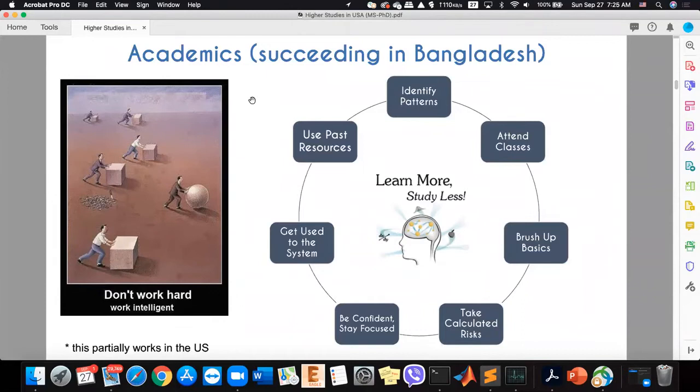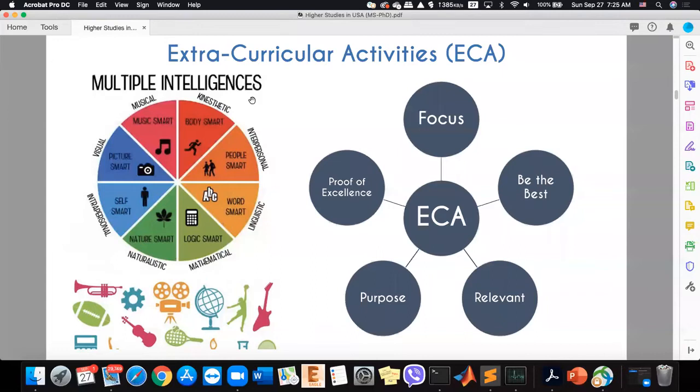Okay, so as I was saying, what we need to do is identify the patterns based on past resources, and we need to take calculated risks. That is, we want to learn whatever we study instead of just trying to memorize all of this stuff. And basically we need to get used to the system. That is the number one thing.